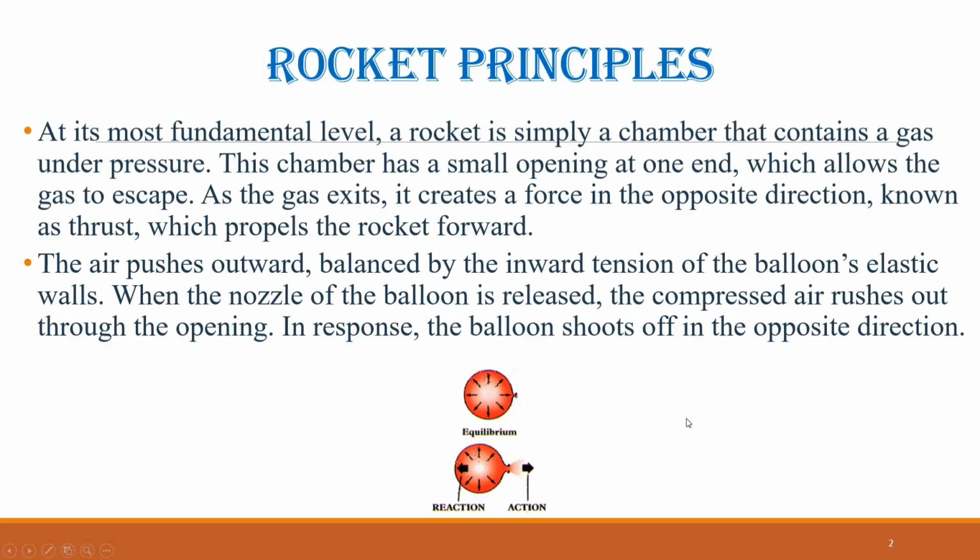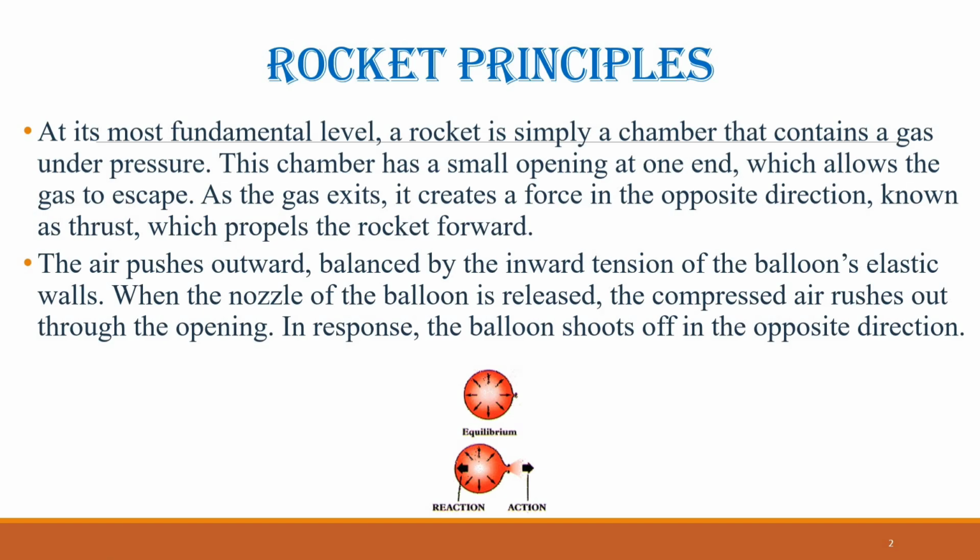Rocket principles. At its most fundamental level, a rocket is simply a chamber that contains a gas under pressure. This chamber has a small opening at one end, which allows the gas to escape. As the gas exits, it creates a force in the opposite direction, known as thrust, which propels the rocket forward. This principle, while simple, forms the foundation of all rocket propulsion.